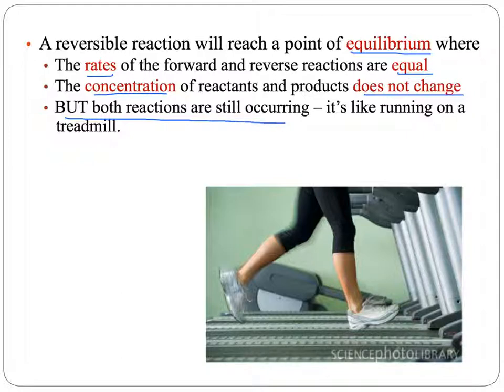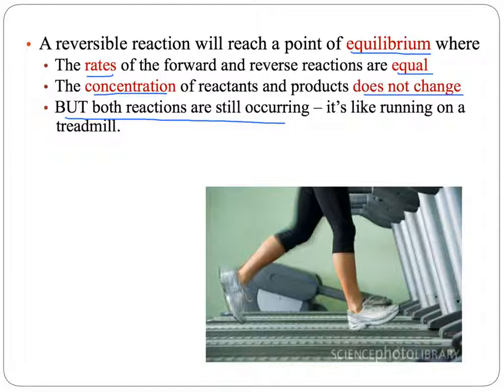And so one example of that is like running on a treadmill. A person is not going anywhere when they are running on a treadmill, but their feet are certainly still moving. So when a reaction is at a point of equilibrium, it is still moving on the molecular level. The forward reaction is still occurring. The reverse reaction is still occurring. But from the outside viewpoint of looking at it, things don't seem to change.